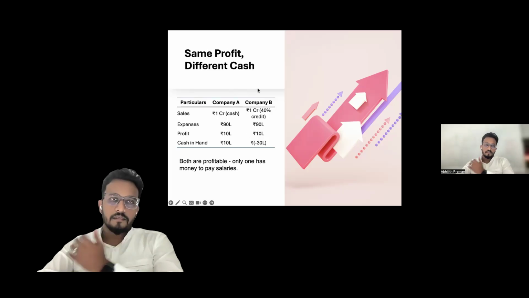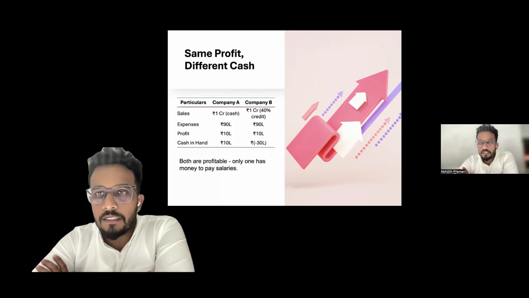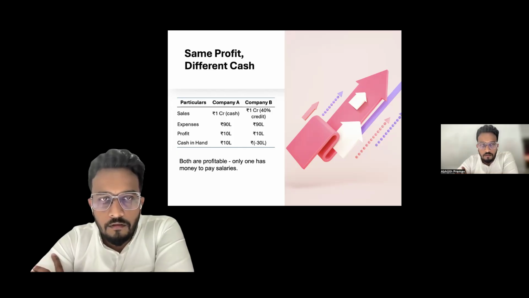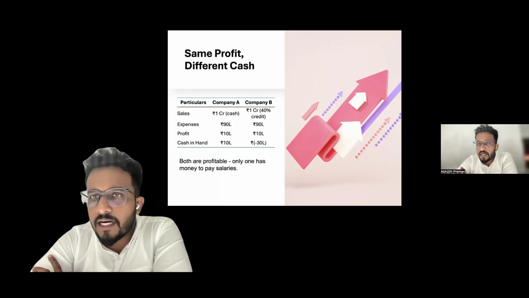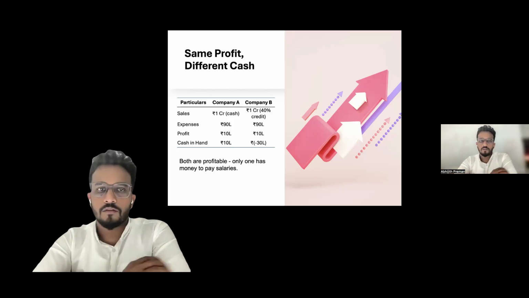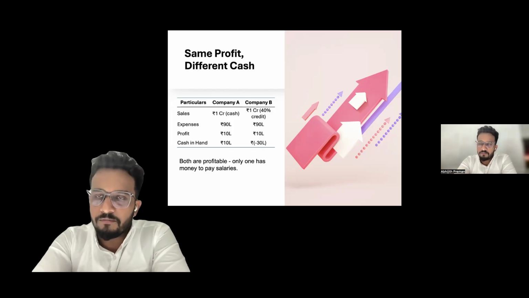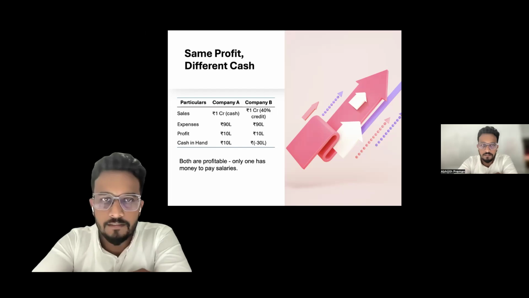Then we can look at another practical scenario: same profit, different cash. Okay. So there are two companies, company A and company B. The sales of company A is completely in cash. They do a sale of 1 crore rupees. When I say cash, it doesn't mean the physical cash itself. It can be to a bank also. But why we are saying cash is because you are realizing the money that moment itself. That is why we are terming it as cash.